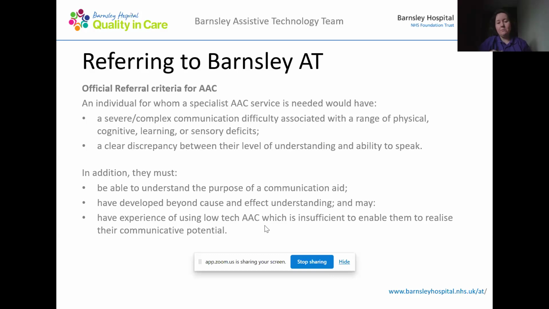So if they understand more than they express, and that might be non-verbally, they show you through their signs that they can. That's what I meant, they understand more than they express.